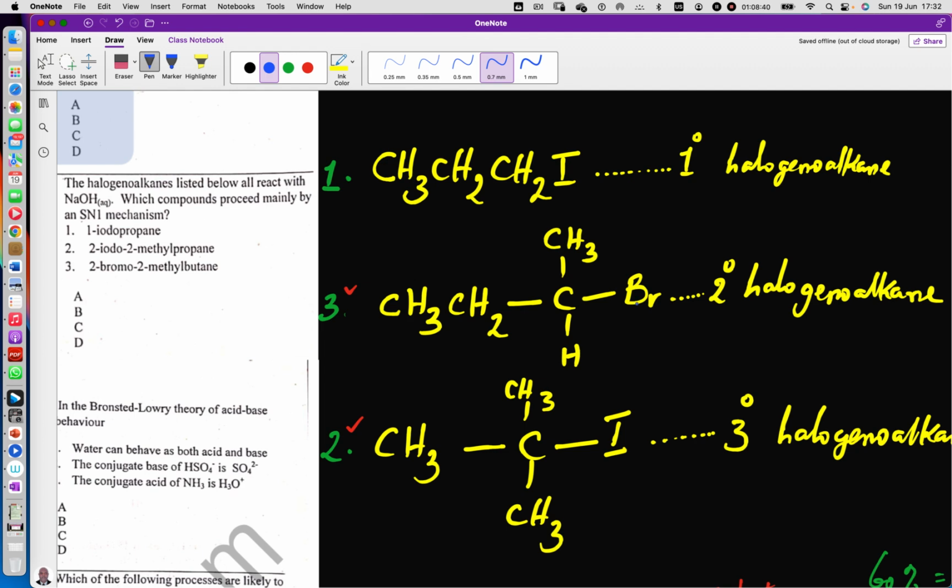Let me see this one. Yes. 2-bromo, 2-methylbutane. So 2-bromo, yes.